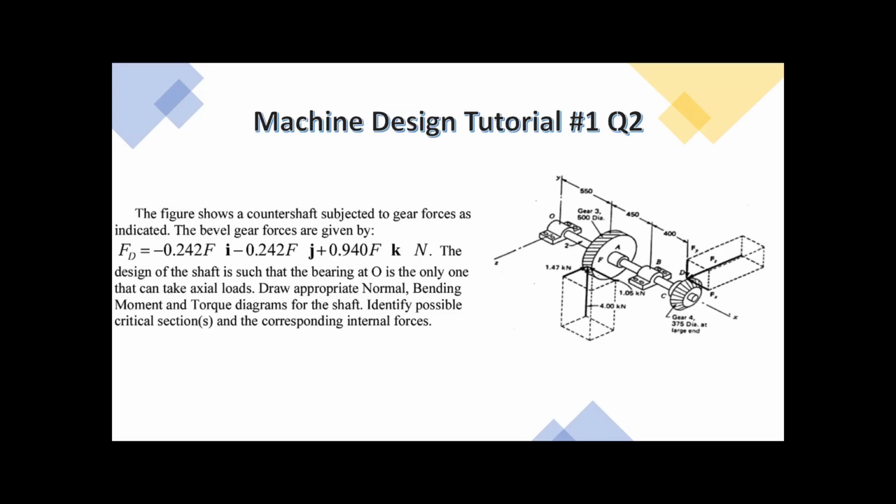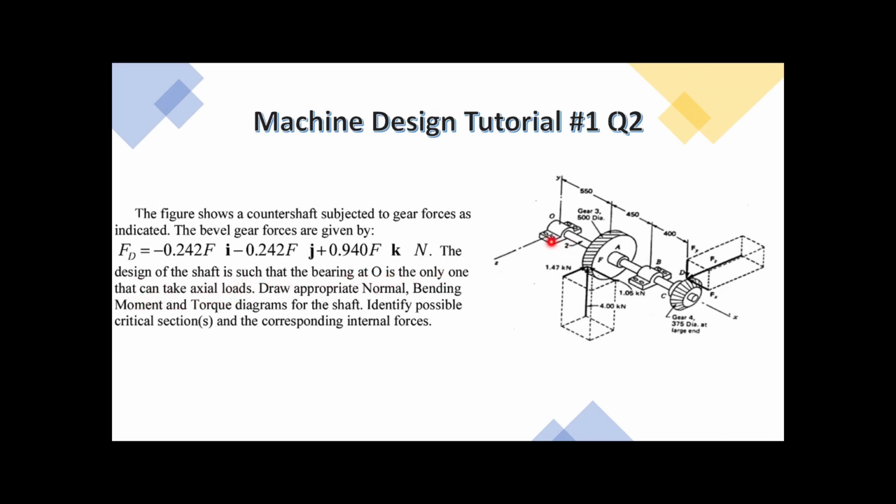So question 2 says the figure shows a countershaft subjected to gear forces as indicated. The bevel gear forces are given by Fd equals so and so. They have mentioned it has an i component, j component and k component. i refers to the force in x-axis, j refers to the force in y-axis and k refers to the force in z-axis. The design of the shaft is such that the bearing at O is the only one that can take axial loads.